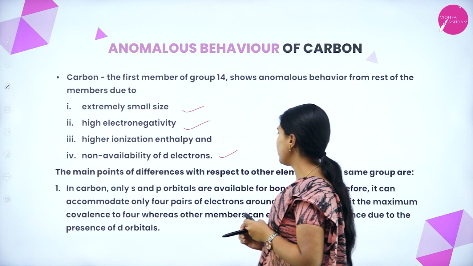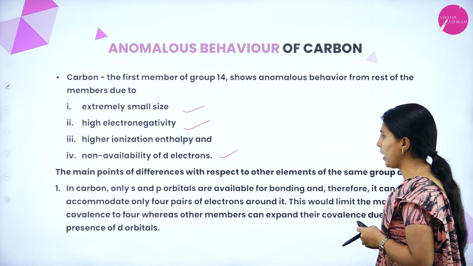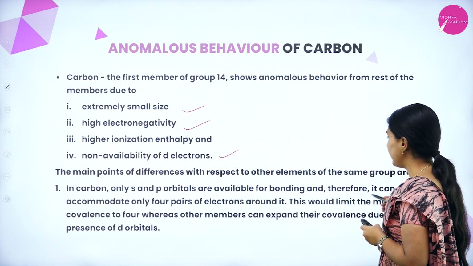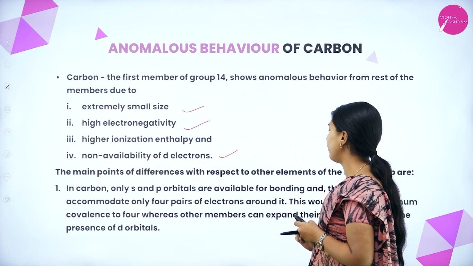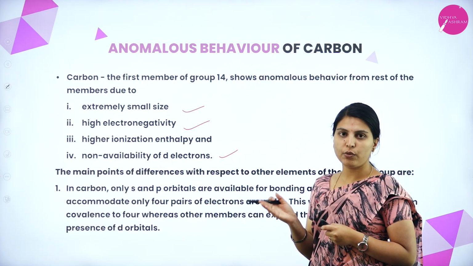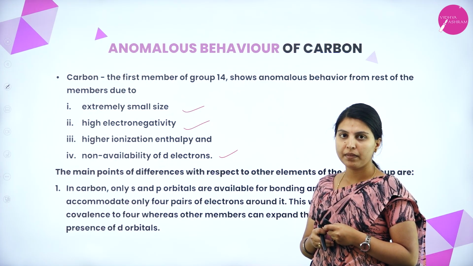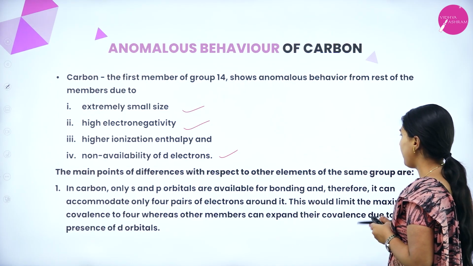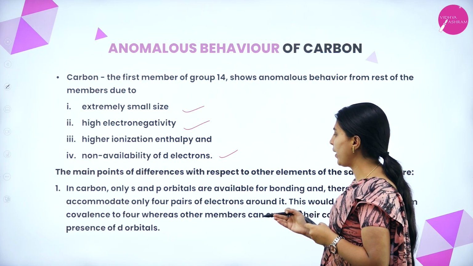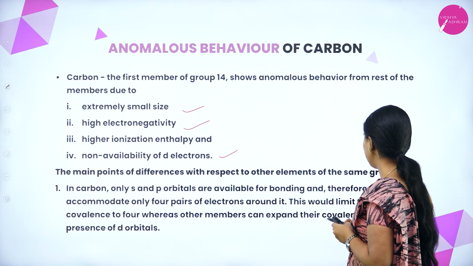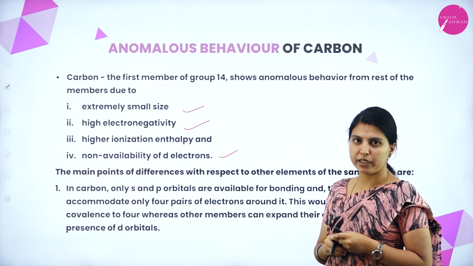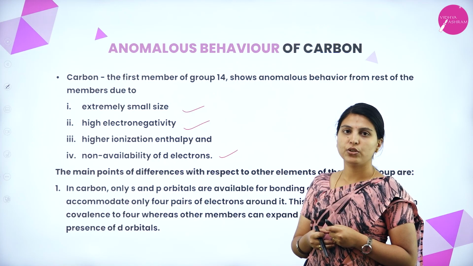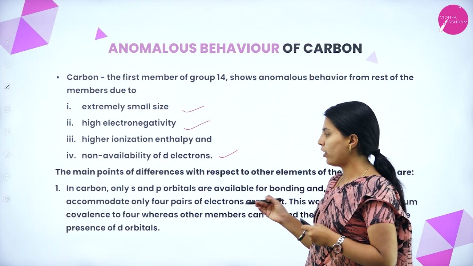The main points of difference with respect to the other elements of the same group are: in carbon, only s and p orbitals are available for bonding and therefore it can accommodate only 4 pairs of electrons around it. Here only s and p orbitals can be seen and d orbitals cannot be seen. This limits the maximum covalency to 4, whereas other elements can expand their covalency due to the presence of d orbitals. In the same group, other elements will expand their covalency due to the involvement of d orbitals, but carbon could not.